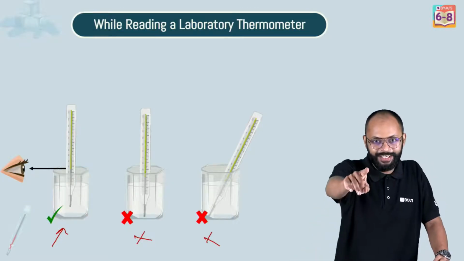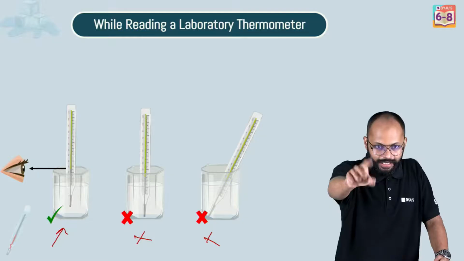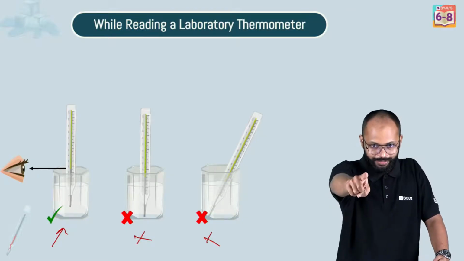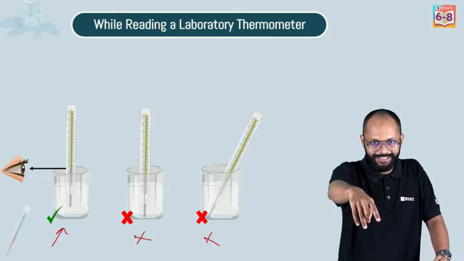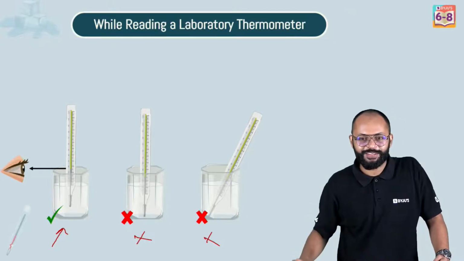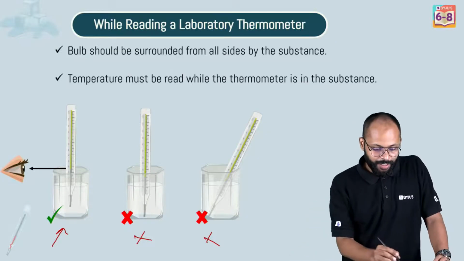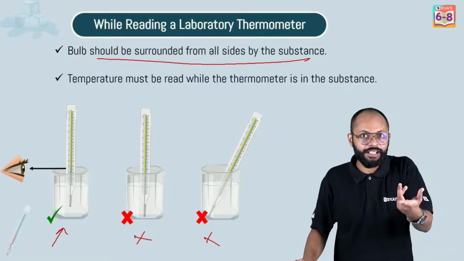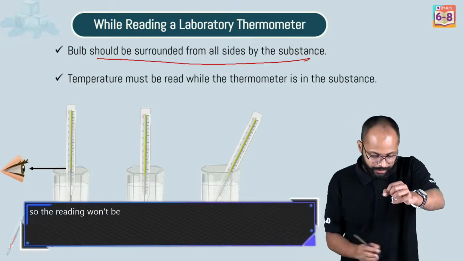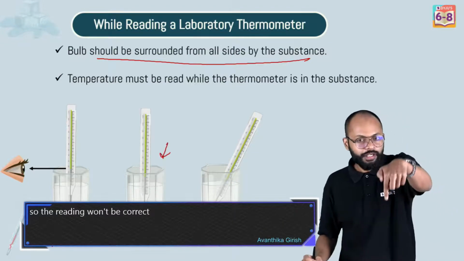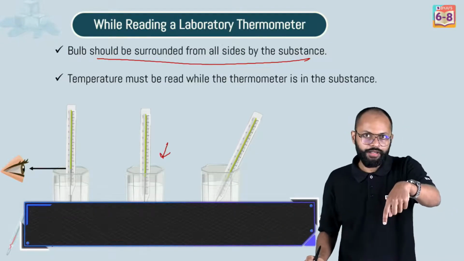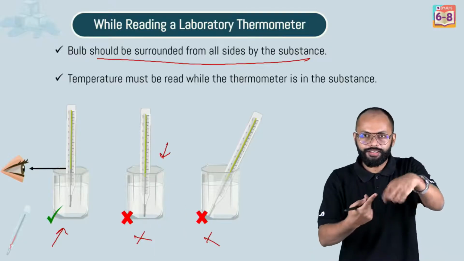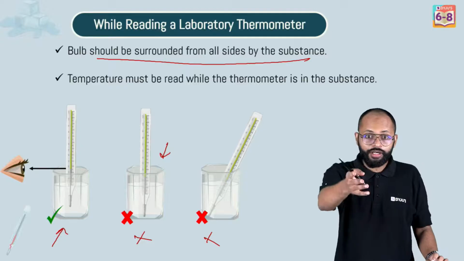Yes, that's true. Nice. Aharshi, you are correct. Avantika, you are correct for the third one. Yes, that's true. That's true. So, bulb should be surrounded from all sides by the substance. If you take it down, like in this case, the bulb is touching the bottom of the vessel, right? But what do you want? You want to measure temperature of this water. So it's not correct, right? We should not attach thermometer to glass.